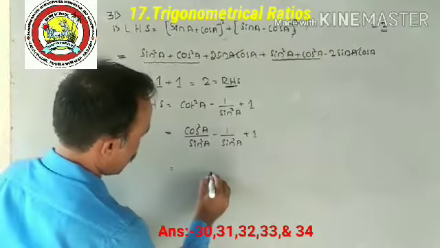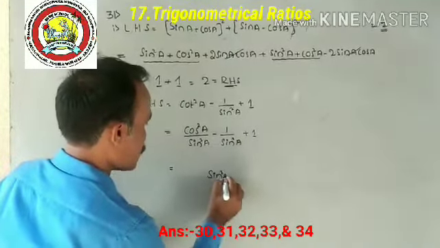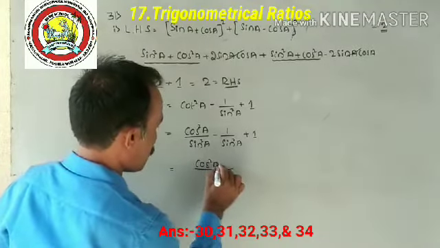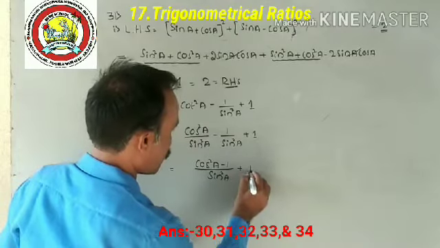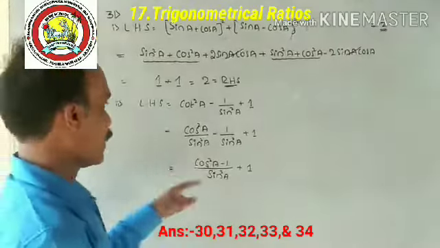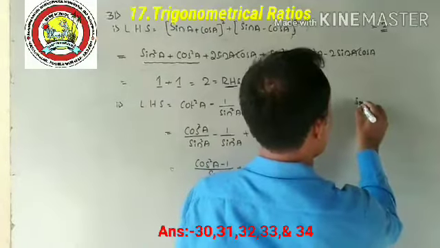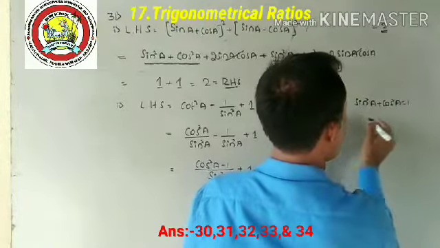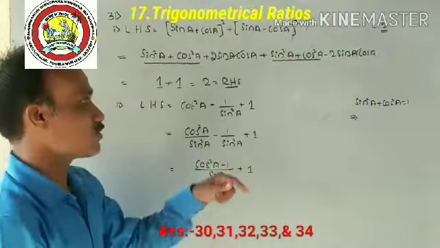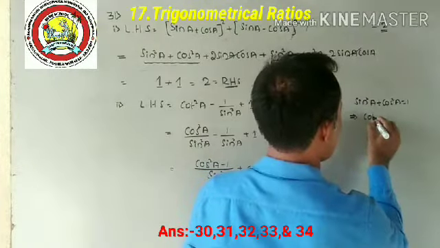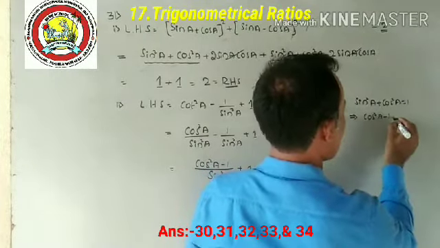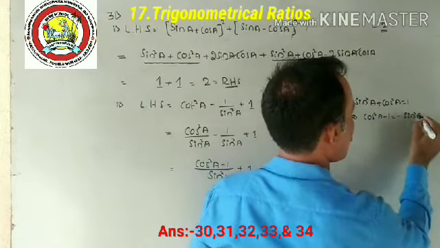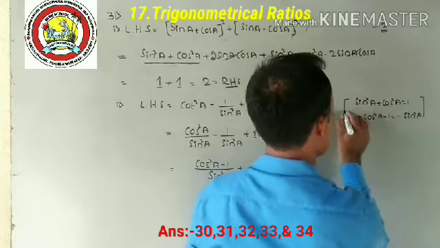Take LCM, sin square A is the LCM. What we will get here: cos square A minus 1 plus 1, keep as it is. Again we have an identity. What is the identity here? Sin square A plus cos square A is equal to 1. Here what we need is cos square A minus 1. So cos square A as it is, 1 you take here, minus 1. So this one you send to that side, it will become minus, very important, that is minus sin square A.